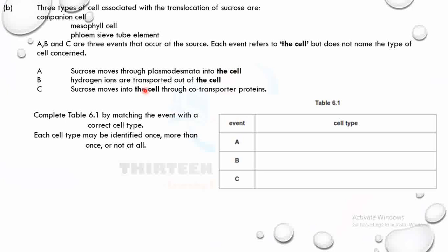Now B says hydrogen ions are transported out of the cell. So what is cell B? Cell B is the companion cell, because hydrogen ions are moved out of companion cells into the cell wall components. Now statement C says sucrose moves into the cell through a co-transporter. Write it down. That's of course the companion cell. So sucrose moves back through the companion cell, right? Look at 3 marks.